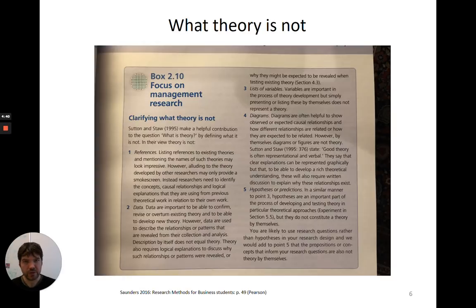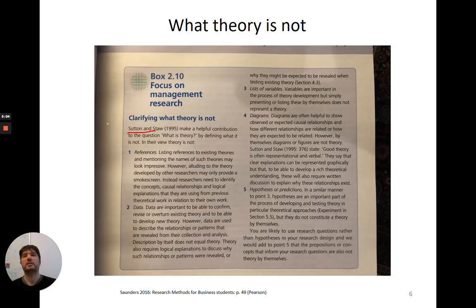But then explaining what theory is can actually be quite challenging. So that's why there is a fairly famous paper by Sutton and Staw that tries to highlight, well, what is theory not? It might be difficult to see what a theoretical relation is. It's not always visible as such in a traditional sense. So we want to understand what a theory is, but that's challenging, that's difficult. I'll get to that in just a second.